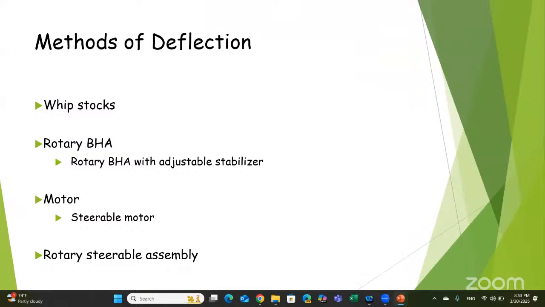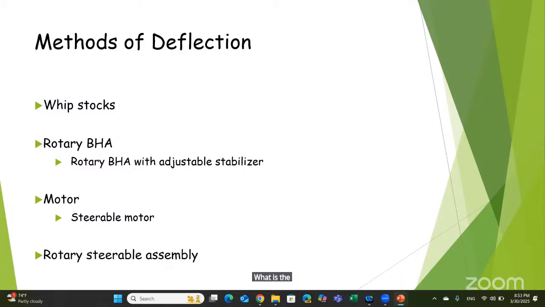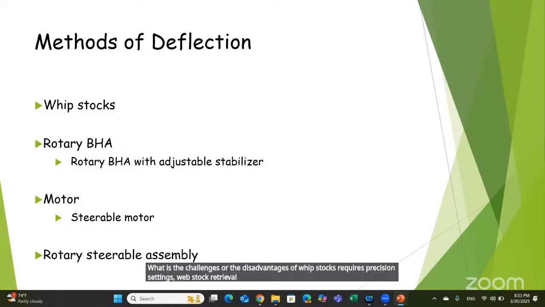And among its advantages: it reduces drilling cost, speeds up sidetracking, can be used in cased or open hole, and allows for multilateral well design. For the challenges or disadvantages of whipstocks, they require precision settings, and whipstock retrieval may be complex. Some designs are non-retrievable.